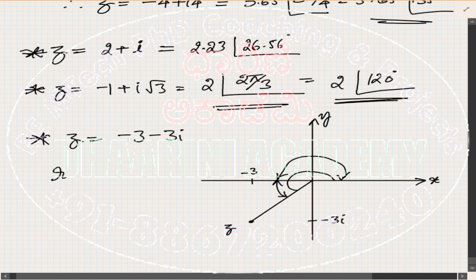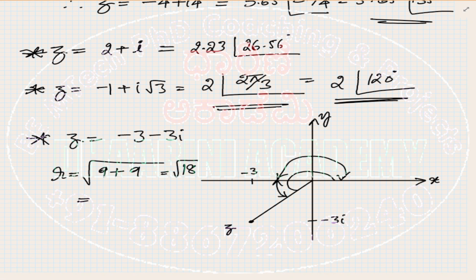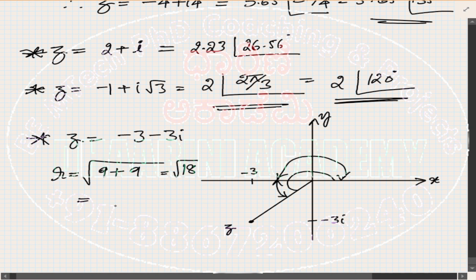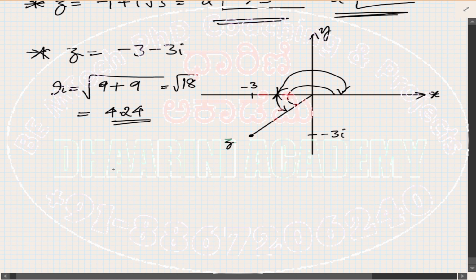So anyway, first let's calculate r normally. This is minus 3 square is 9 plus minus 3 square is 9. So this is root 18. Calculate r first. Okay, that's right. So this is 4.24. Now, in order to calculate theta, when both x and y are negative, this is the case. So theta is equal to either pi plus tan inverse of y by x.